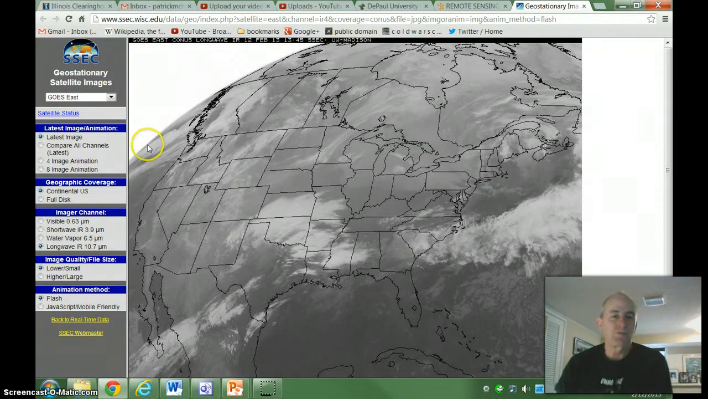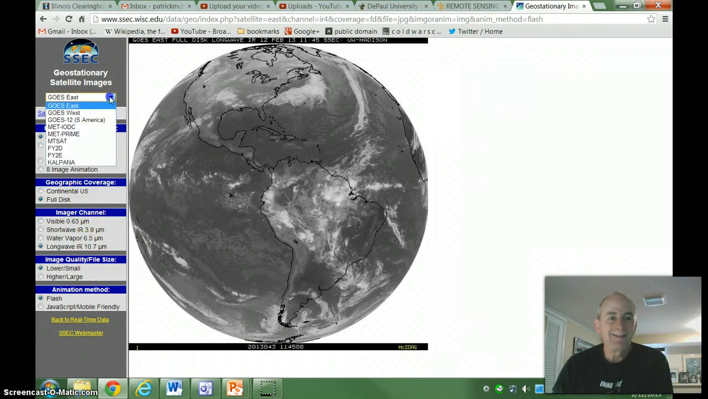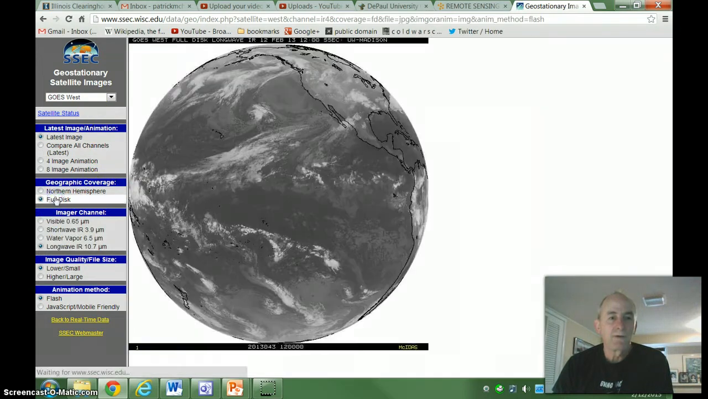just to give you a sense for how vast this is. This has been going on for probably well over 30 years, 35 years or so. So here's full disk of GOES East. Here's GOES West, full disk.